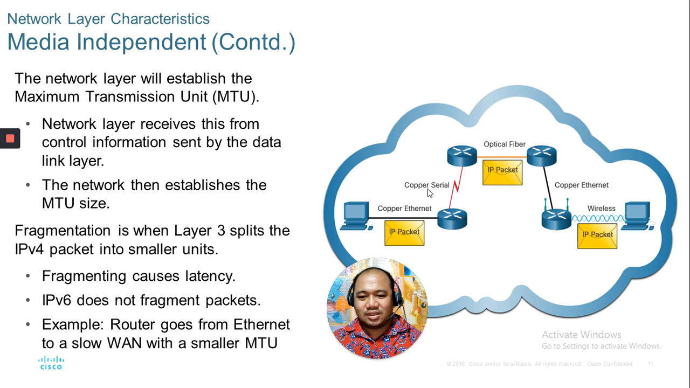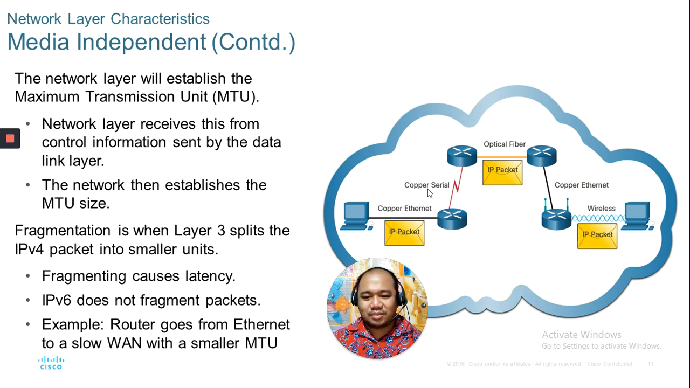Fragmentation is when a layer 3 device splits an IPv4 packet into smaller units. Fragmenting causes latency, so there will be a net delay. IPv6 does not fragment packets. That's the advantage of IPv6.